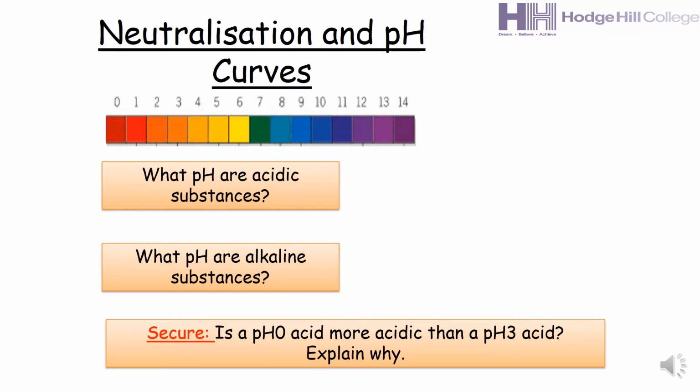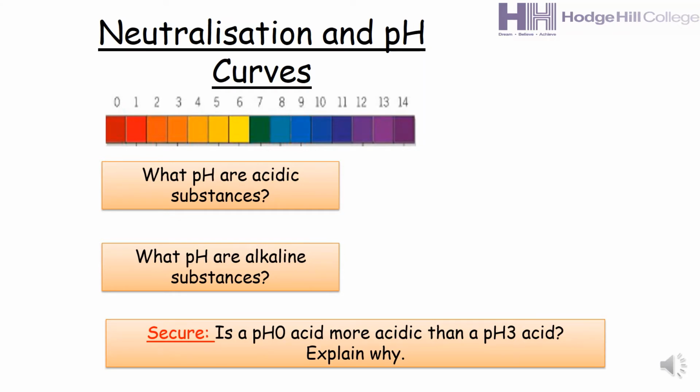If we move on to 7, green, which represents a neutral substance, which can be pure water. From 8 to 14 are your alkaline substances. Your weaker alkaline substances would include washing up liquid and pancreatic juice. Your stronger alkaline substances would be your washing powders, which is around pH 11. And then your strongest alkalis would be your bleach and your drain cleaners. So just bear that in mind.